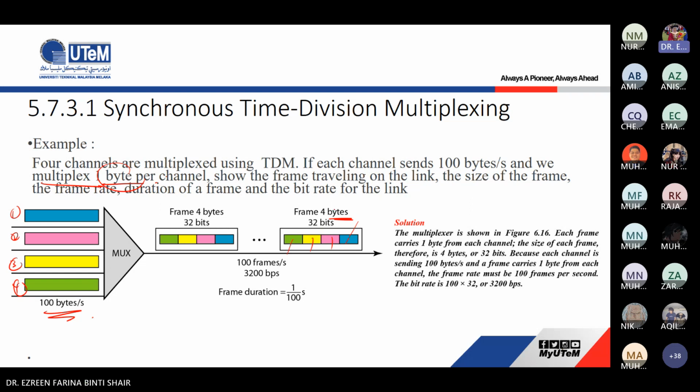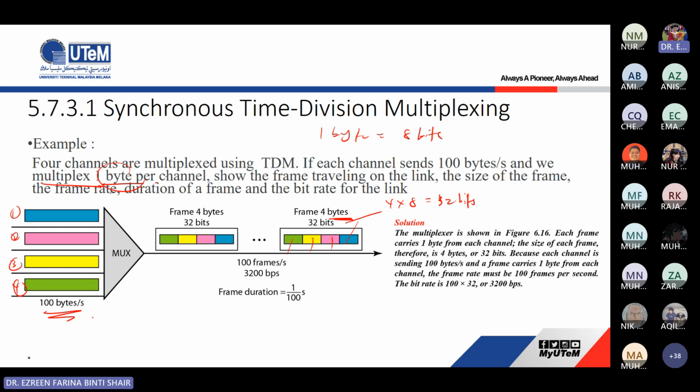Remember, before this, I already told you that 1 byte equals 8 bits. So the size of the frame in terms of bytes is 4 bytes, but in terms of bits, it is actually 32 bits. How do we get this 32 bits? It is 4 multiplied by 8, so you get 32 bits. This is the size of the frame, in bytes and also in bits.